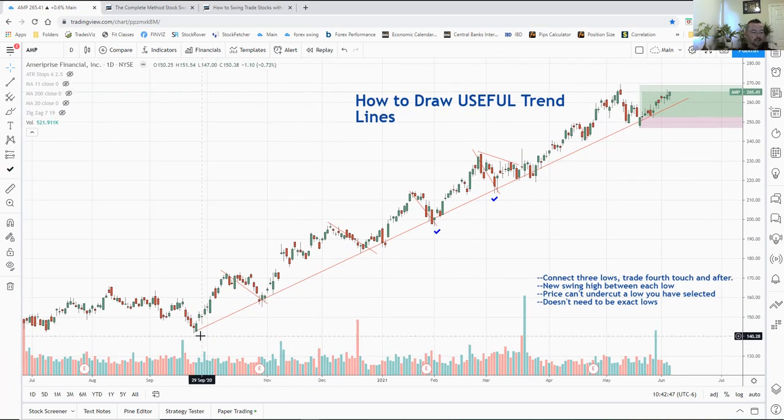So these are the rules. We connect the first three. So we need a low point, a second low point, and then a third low point. After that, once we extend it out, we can then start taking the trades once the price has come back to it. After it's made a low point and moved back up, it needs to make a prior high. So if this one, like I said, had stalled out here and then pulled back to this point, we would not have taken this trade, or this would not be a valid entry area because the price hadn't made a new swing high.